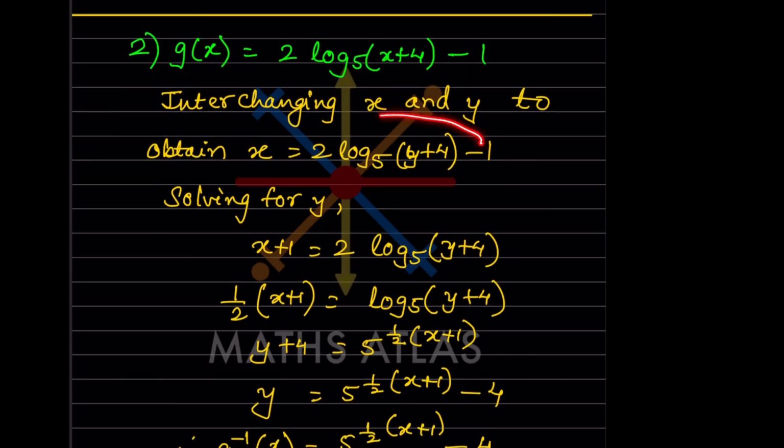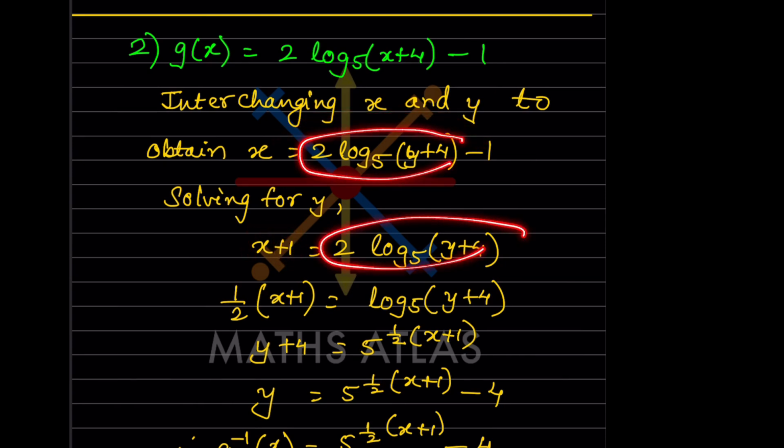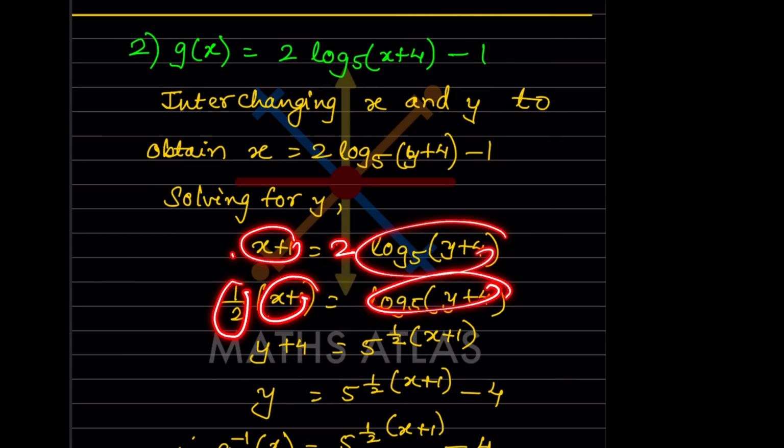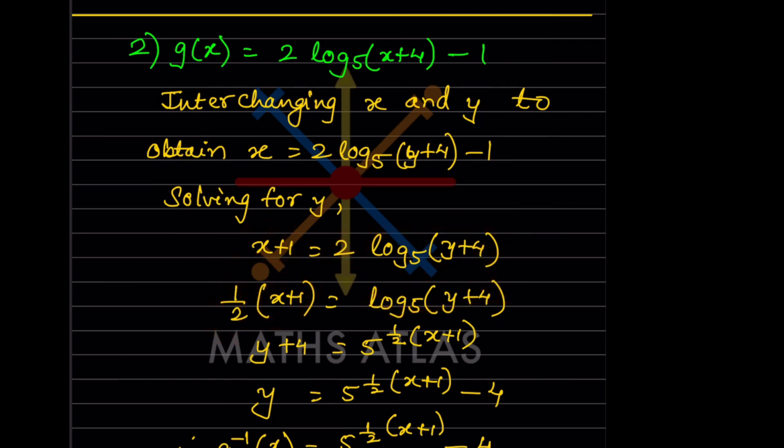So what will you do? Minus 1 you will take on this side, so that is going to be plus 1. Rest is the same. Now this 2, if we take it on this side, that is going to be 1 by 2, and this will be the same. Now this y plus 4, you are going to bring it here. So that will be y plus 4 is 5, and this 1 by 2 will go in the exponent, and this x plus 1.